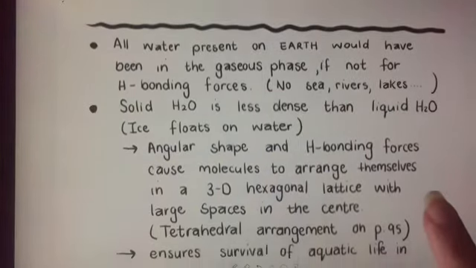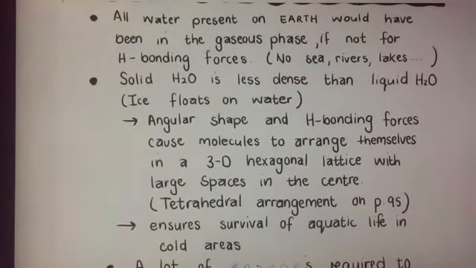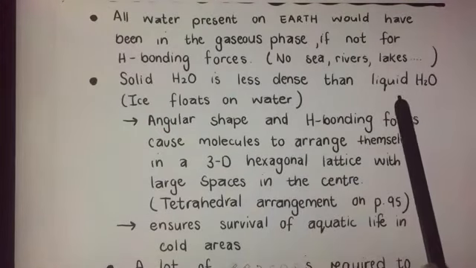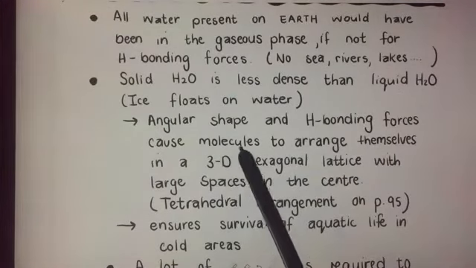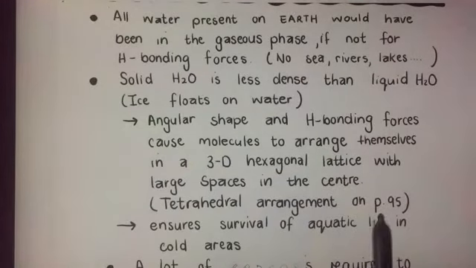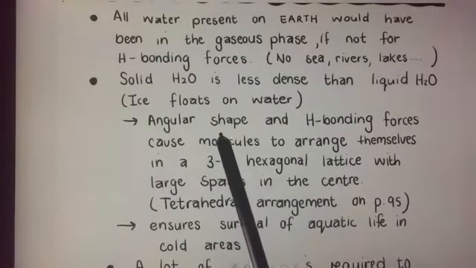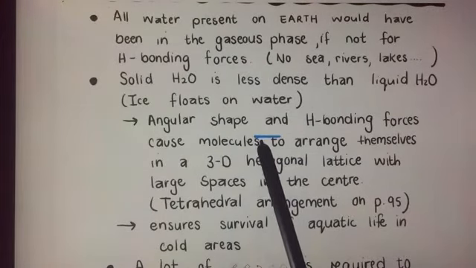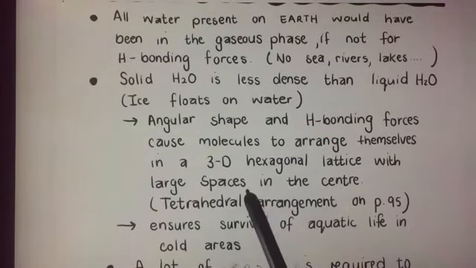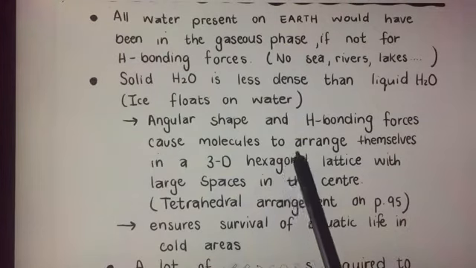And the second interesting thing about water is the fact that solid water is less dense than liquid water. And you've all seen ice cubes float in water. Now, what is the reason for this? There are two things: the angular shape of the water molecule and the strong hydrogen bonding forces pulling the molecules together. This causes them to arrange themselves in a three-dimensional hexagonal lattice with spaces in the centers between the molecules.